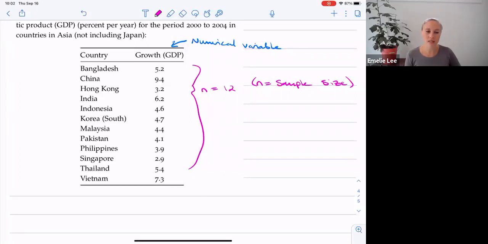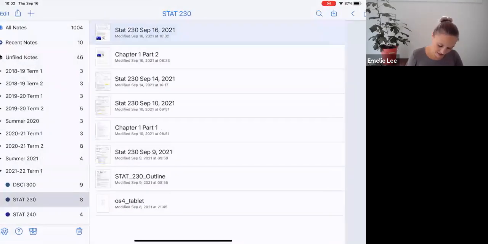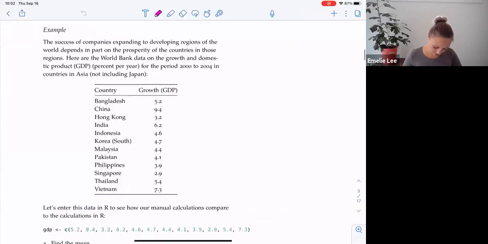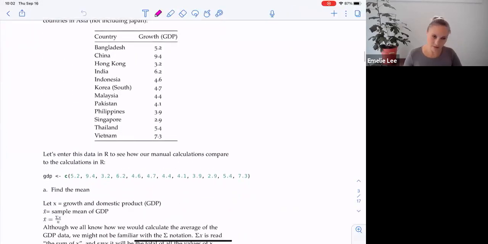So we have a sample size of 12. Okay, so you denote it by, and I guess I got a little sloppy there. All right, so if we start working through those questions, the first question was to find the mean. Now what I've done is I've also included some R code.